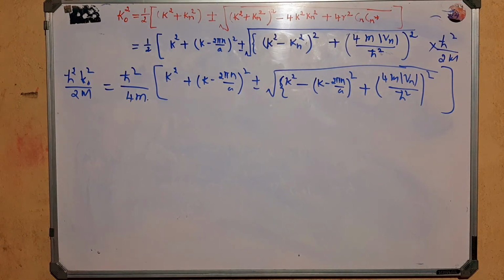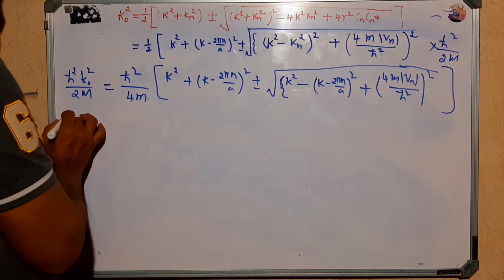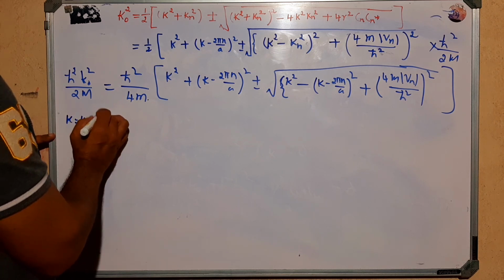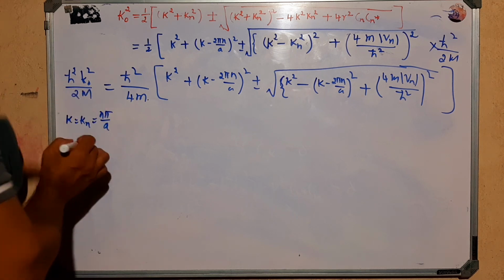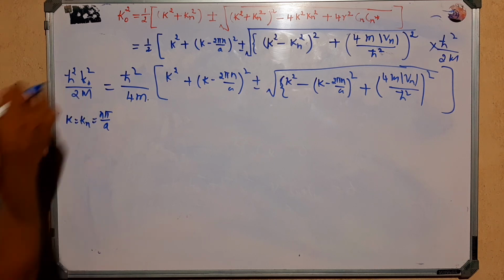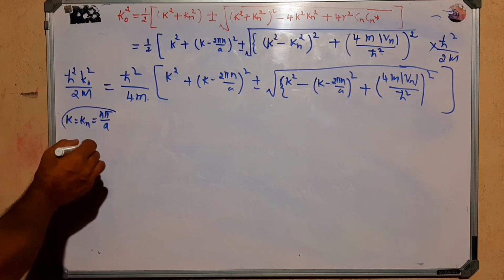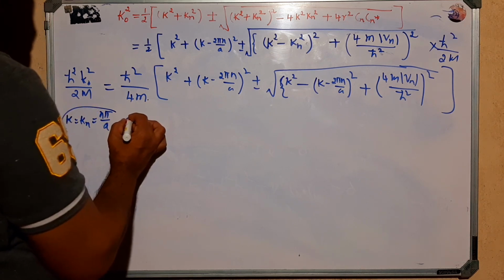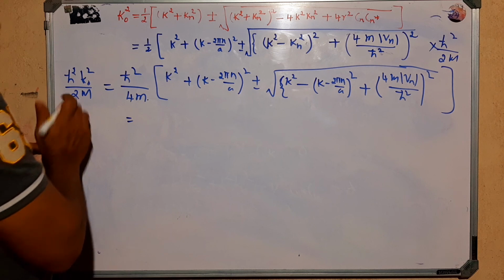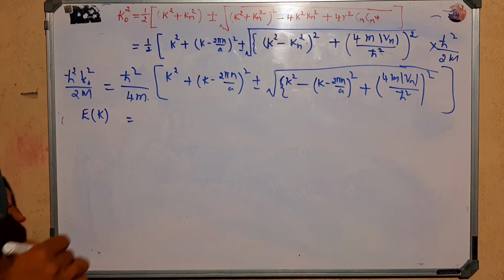Now at the band edge, as we discussed in the previous lecture, band edge means k is equal to kn is equal to n pi by a. Positive n indicates the upper band edge, negative n indicates the lower band edge. Just n pi by a. When k is equal to kn is equal to n pi by a, what happens here? I can write this as E of k, the energy of the electron in the periodic potential.